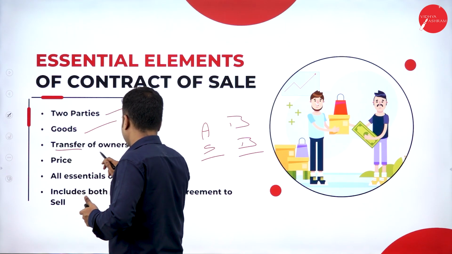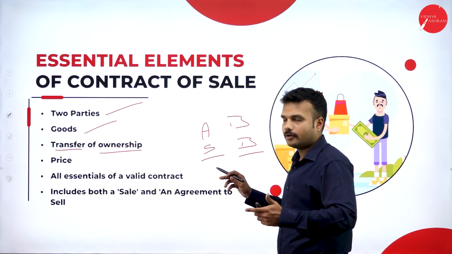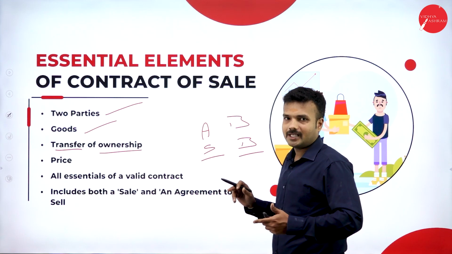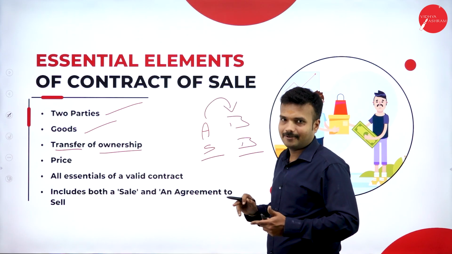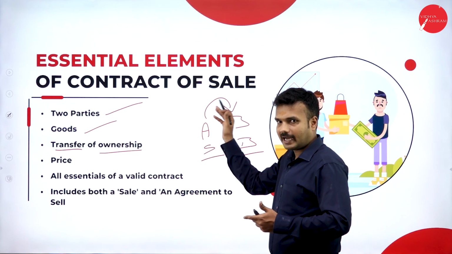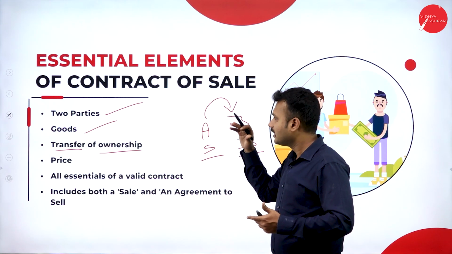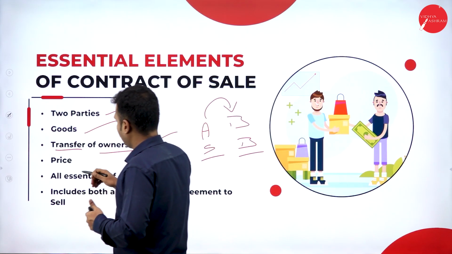Transfer of ownership. Say, for example, he is a seller who sells a car. He is going to sell the car to Mr. B, so he is going to transfer his ownership to Mr. B. He transfers the complete right over a particular product to Mr. B. That we call a transfer of ownership.